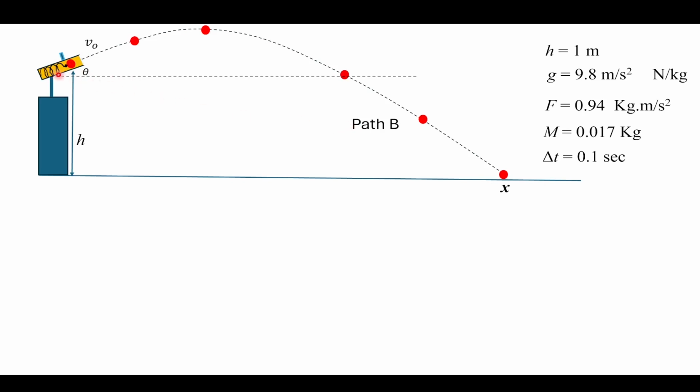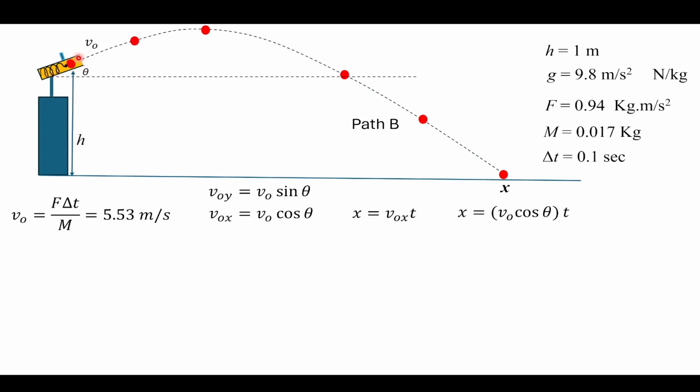In path B, the force will push the ball in this direction. Part of the force will push the ball to travel horizontally, and part of the force will push the ball to travel vertically. So the velocity is still the same because the spring is still exerting the same force, the same mass, the same delta t. So this v0, the ball will come out of the launcher with a speed 5.53 meter per second.